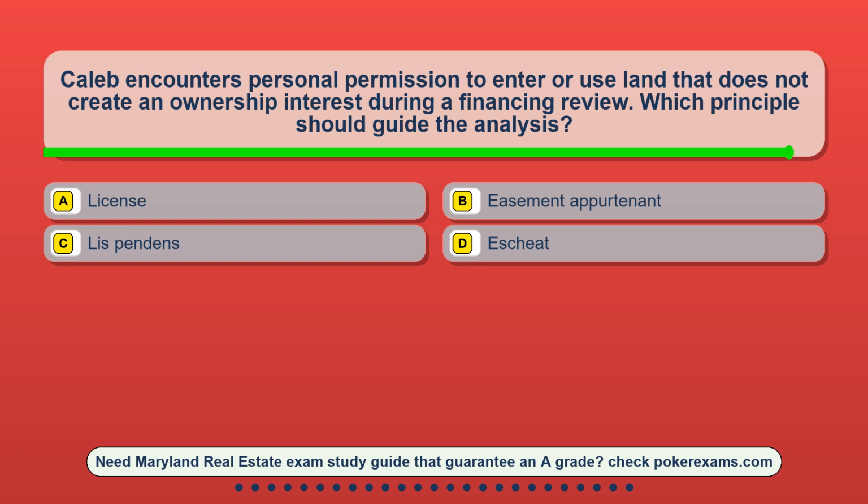Question 5. Caleb encounters personal permission to enter or use land that does not create an ownership interest during a financing review. Which principle should guide the analysis? Option A, license. Option B, easement appurtenant. Option C, lis pendens. Option D, escheat.